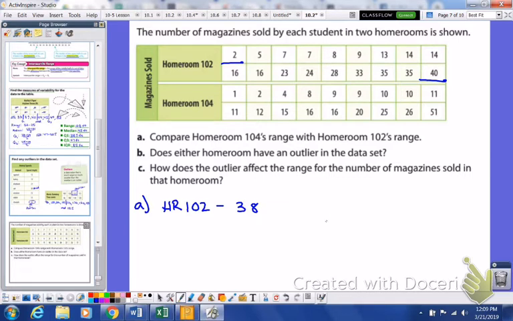And then homeroom 104. We go from 1 all the way up to 51. That gives us a range of 50. So now if we want to talk about comparing them, 38, your data is closer together. And then our 50 is clearly more spread out.